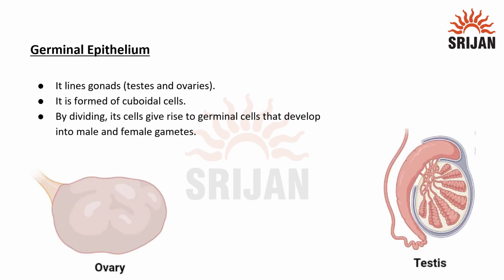One more special type of epithelium is germinal epithelium. It lines gonads, that is testes and ovaries. It is formed of cuboidal cells, and by dividing, its cells give rise to germinal cells that develop into male gamete sperm, and female gamete ovum.